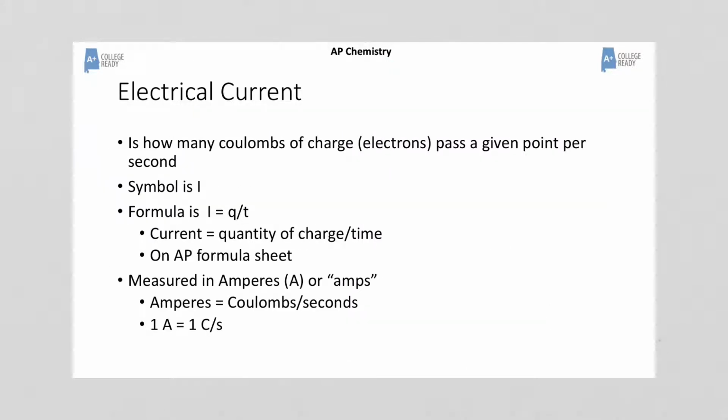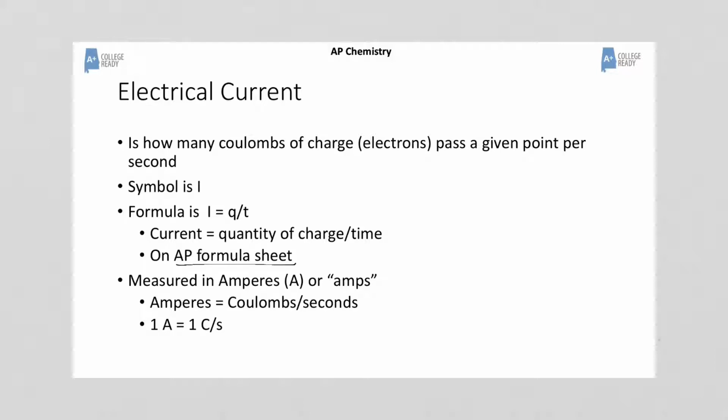And the last topic we'll talk about is electrical current. Voltage and current aren't the same thing, and so we need to define current. Current is really a rate. It's how many coulombs of charge, which are electrons, pass a given point per second. Its symbol is a capital I. This formula is on the formula sheet. I equals Q over T, so current equals quantity of charge per time.